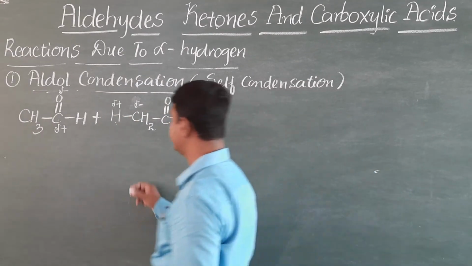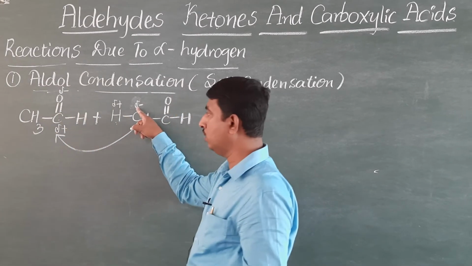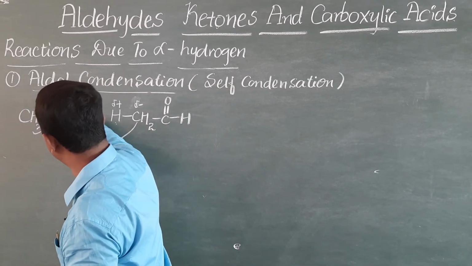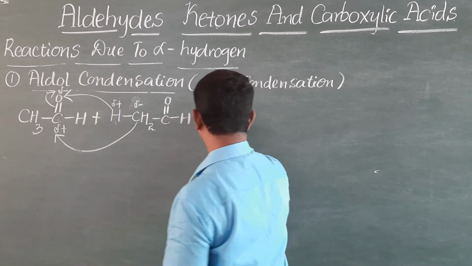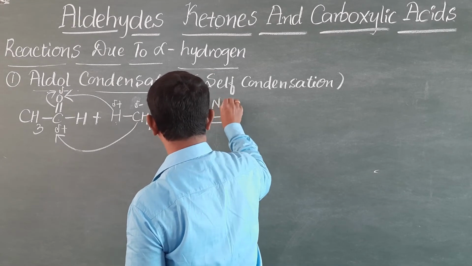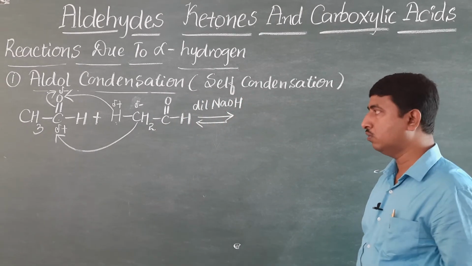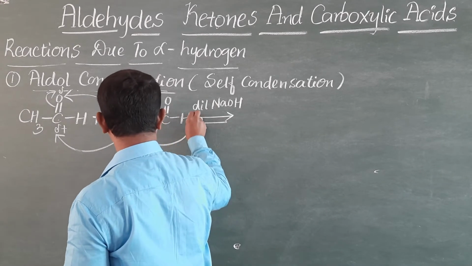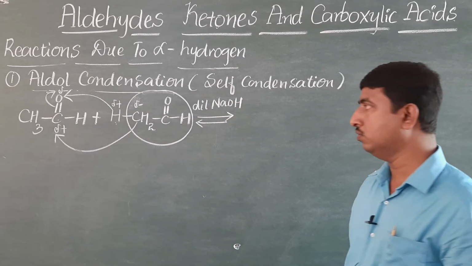Now add these two. See, this nucleophile, negatively charged, will attack the positive center. Electrons will be completely shifted to oxygen. H plus will be added. The reaction is a reversible reaction. Catalyst we have to mention here, that is dilute NaOH. So H is added to oxygen. This one, that is CH2CHO, is added to carbon.